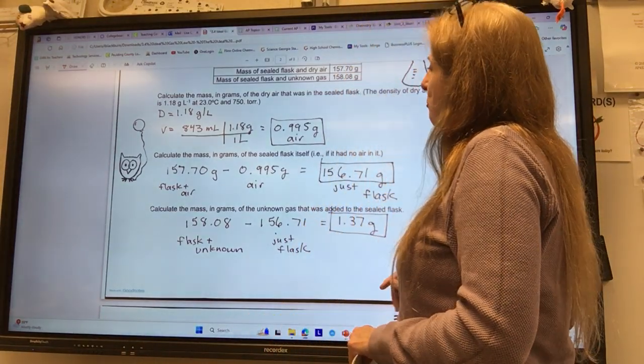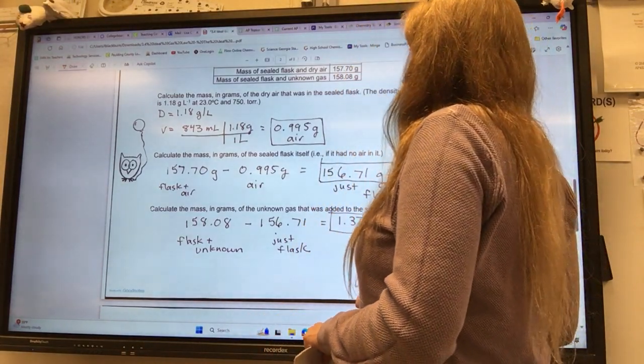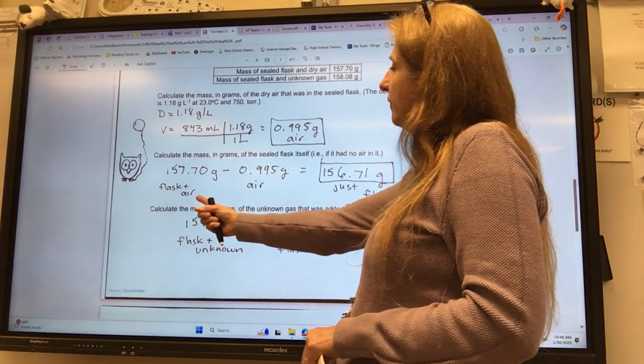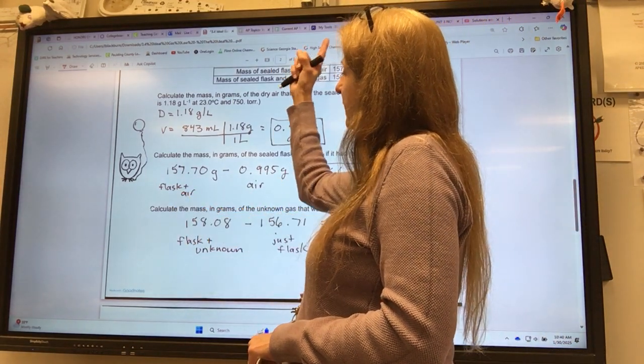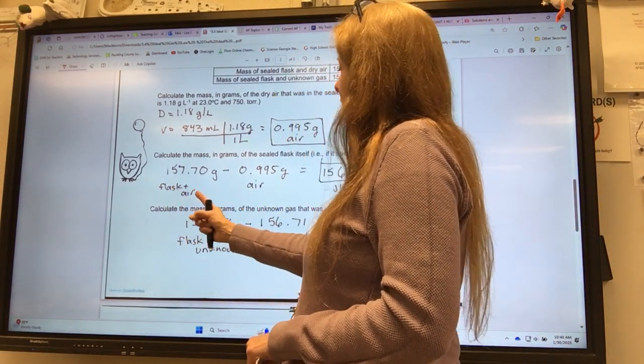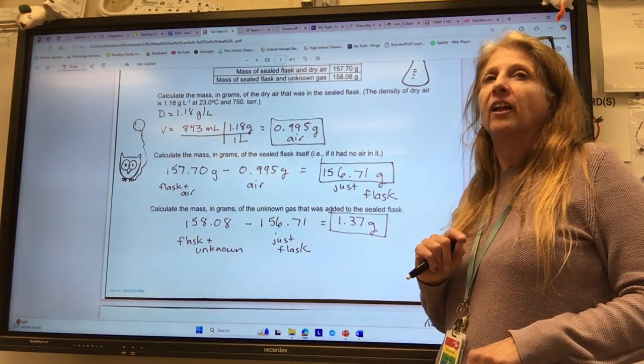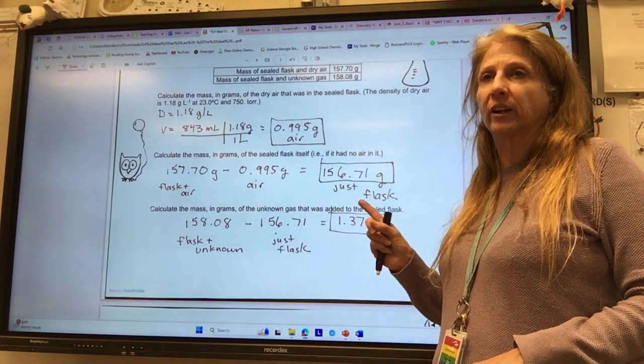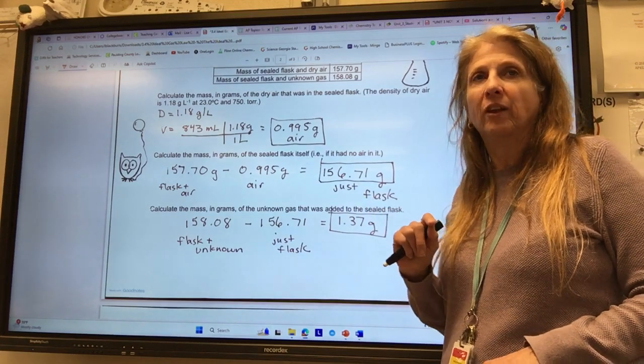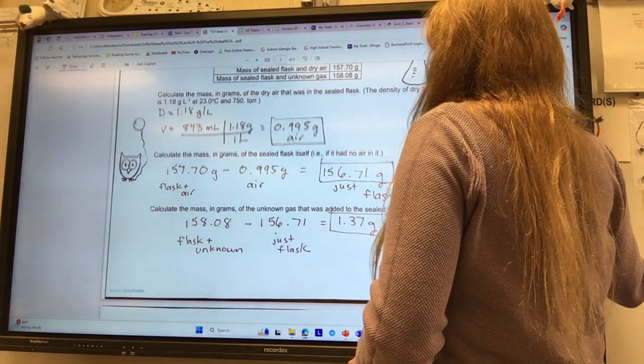Okay, now calculate the mass in grams of the sealed flask itself if it had no air in it. Well, we've got the mass in our data table of the flask and the air, and now we have the air, so we subtract and we can get just the flask. That's what we should have done before we got started. We wouldn't have to have done this math, right? If we had been a little better in our lab techniques.